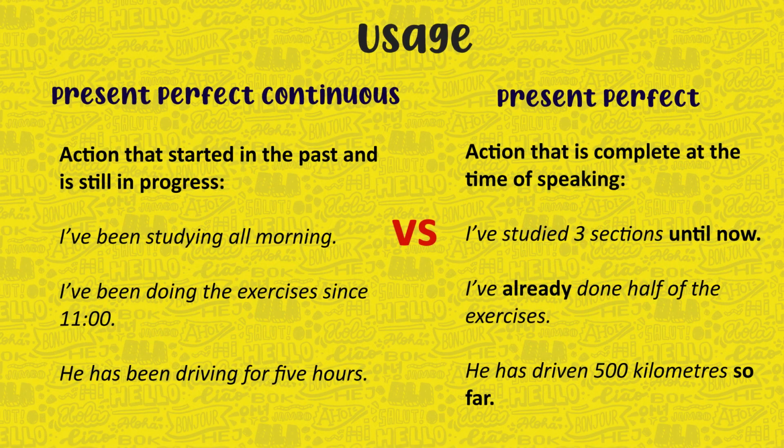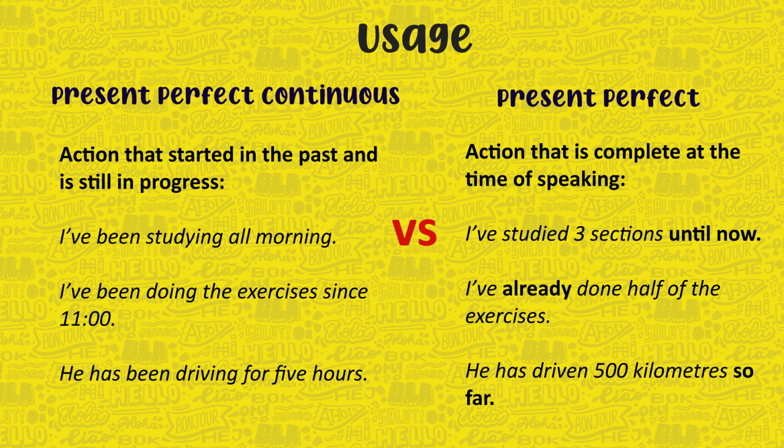He, she, it, we use has. So in here we are going to observe the differences in usage that the present perfect continuous and the present perfect have. The continuous form describes actions that started in the past and are still in progress in the present. For example, I've been studying all morning.